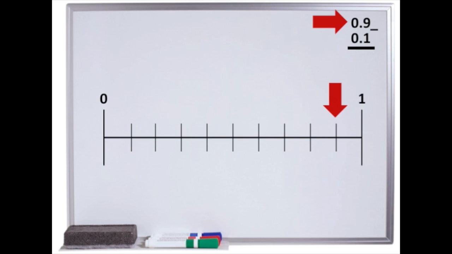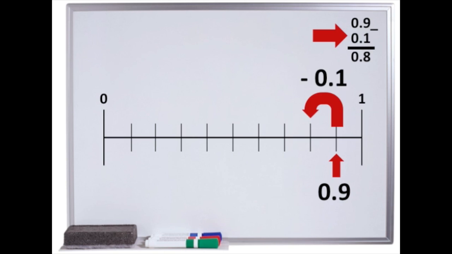My question says that I have 0.9, which is 9/10 away from 0, and I am subtracting or taking away 0.1, or 1/10 from it. Let's count that. 1/10 less than 0.9 is 0.8, which is the answer I was looking for. So we started at 0.9 and we made our number smaller by 0.1 to end up at 0.8.